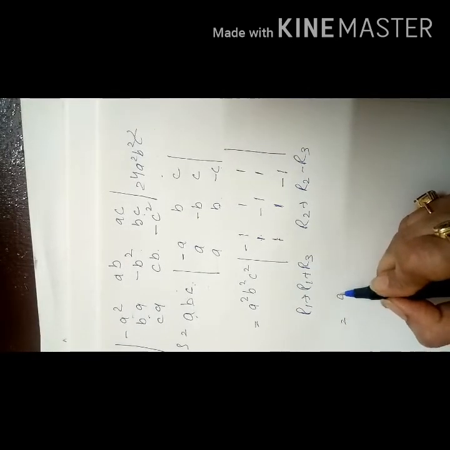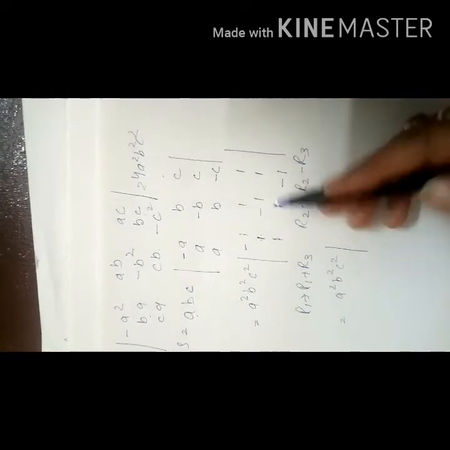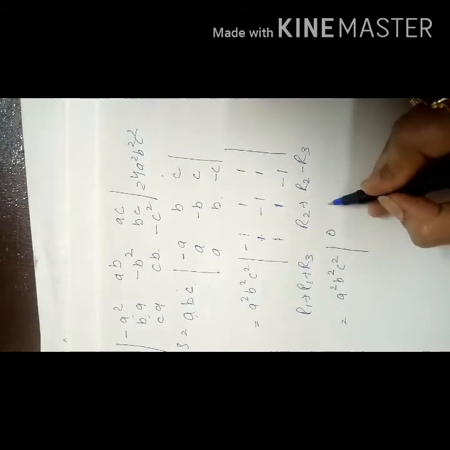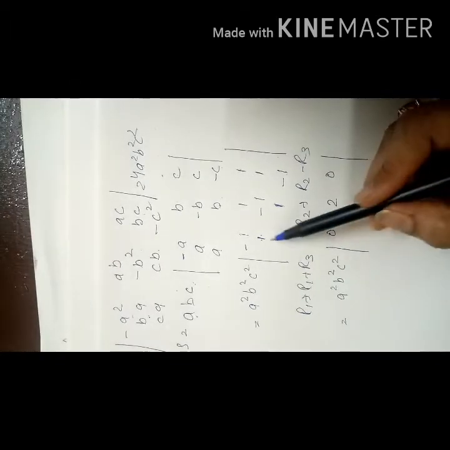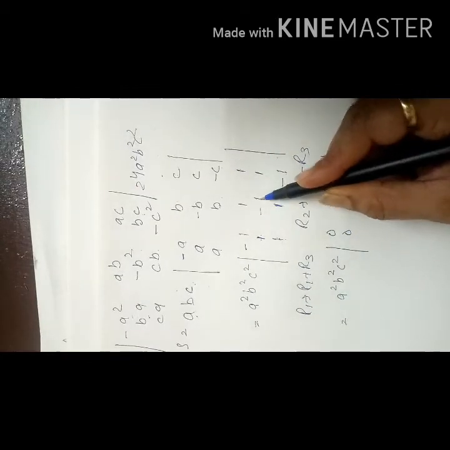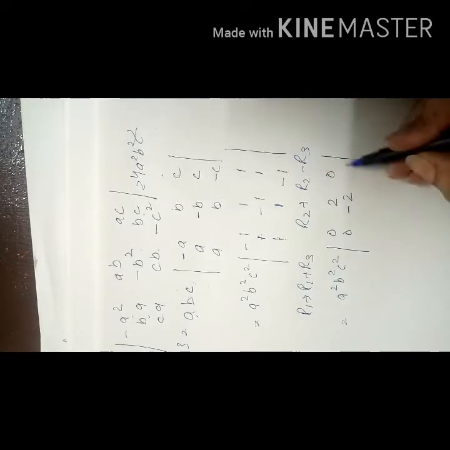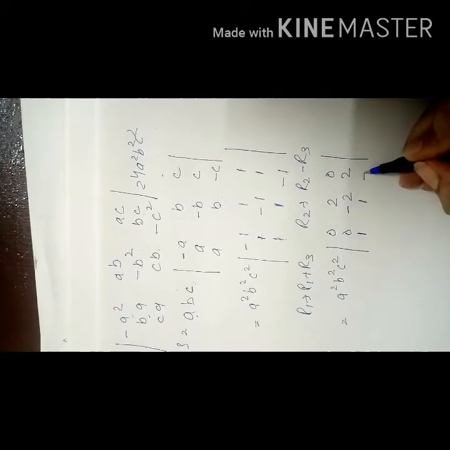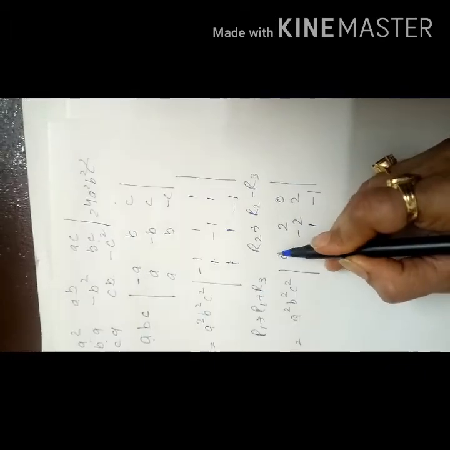So it will be a square, b square, c square. Then here it will be 0. Then we are adding these two. So 1 plus 1, 2. We are adding these two. So it will be 0. Now we are subtracting. So 1 minus 1, 0. Minus 1 minus 1, it will be minus 2. Then 1 plus 1, it will be 2. And it will remain the same: 1, 1, minus 1. Now, because this column has maximum 0, we will expand.